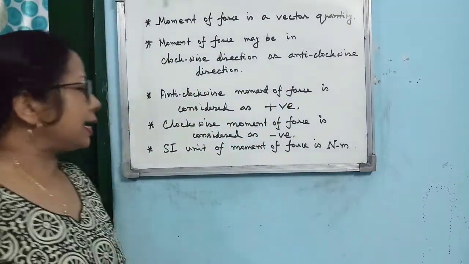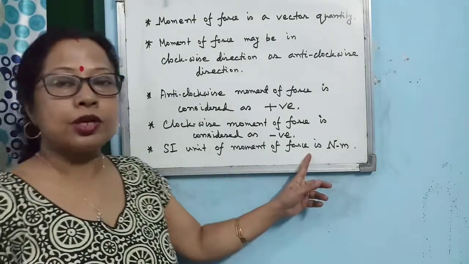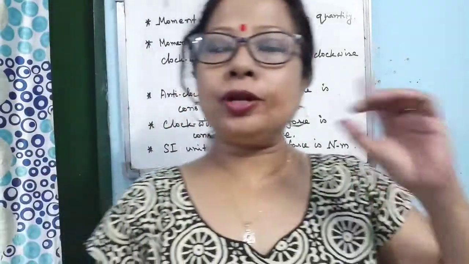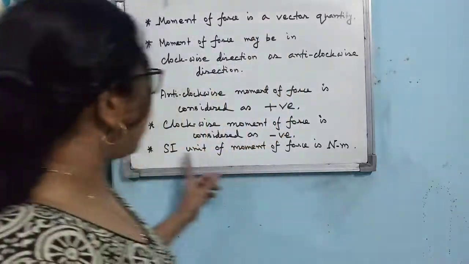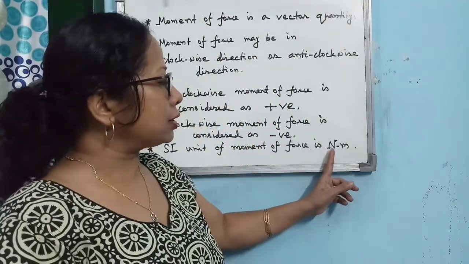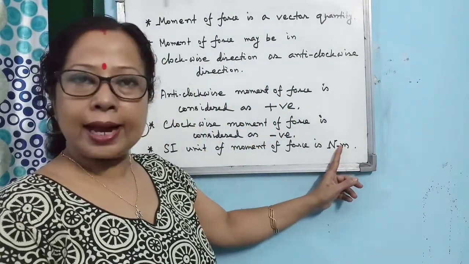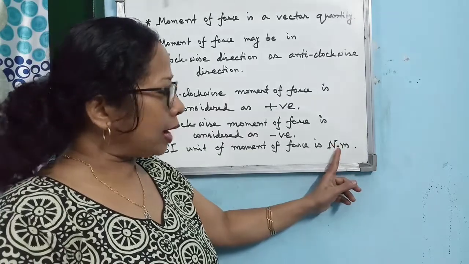Alright, so another point is, what is the SI unit of moment of force? You know tau is equal to F into D. So what is the SI unit of force? Newton. What is the SI unit of distance? Meter. So what is the SI unit of moment of force? Newton meter. Alright, I have put one hyphen here.